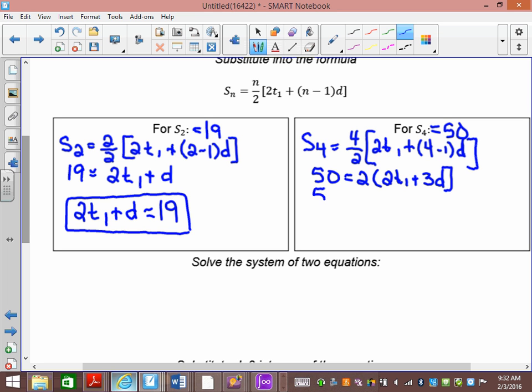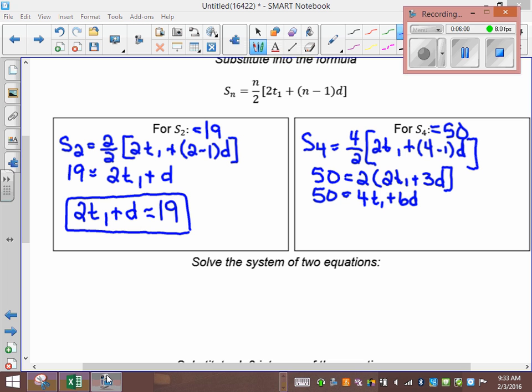So 50 equals 4t1 plus 6d. Okay, so then we have 4t1 plus 6d equals 50. Okay, now we just take those two, we drop them down, and we solve by elimination.